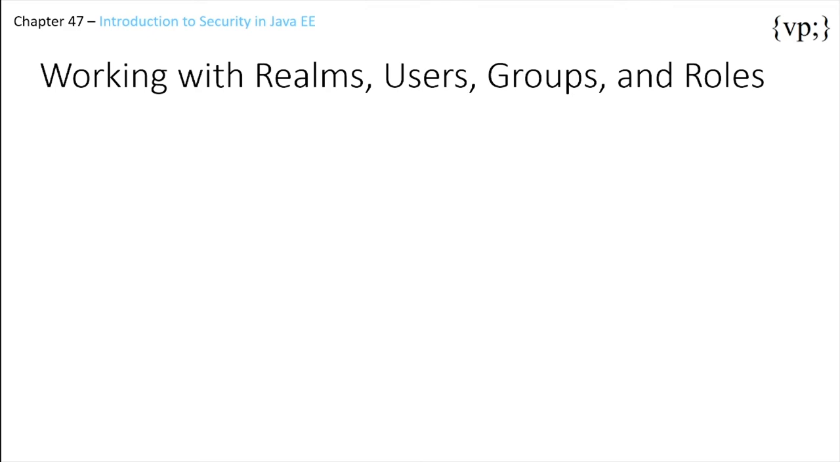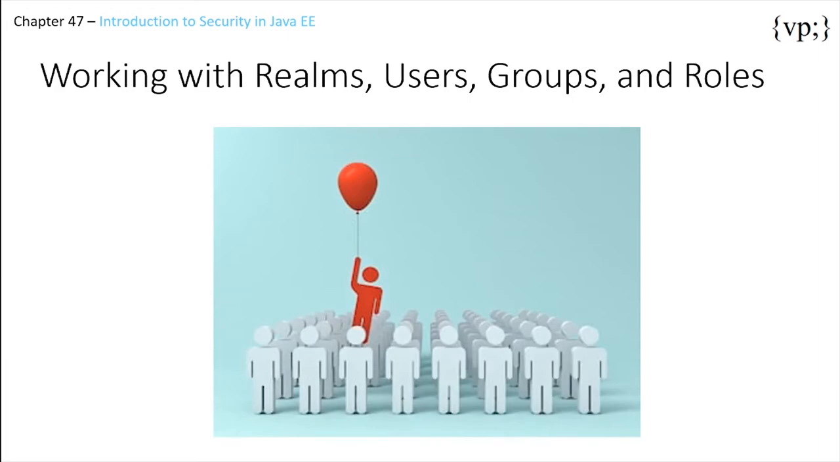You often need to protect resources to ensure that only authorized users have access. This section discusses setting up users so they can be correctly identified and either given access to protected resources or denied access if they do not have authorization to access the protected resources. So what are realms, users, groups, and roles?